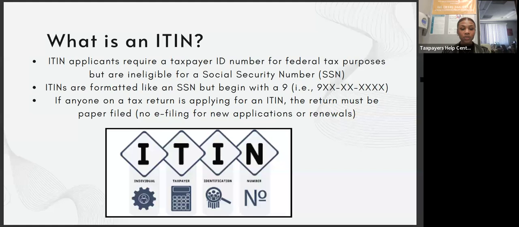If anyone on a tax return is applying for an ITIN, the return must be paper filed. No electronic filing for new applications or renewals. So all applications and renewals must be done by paper, written by hand, no electronic filing, no electronic signatures are allowed for these applications or renewals. And once again, if you look down below at the screen grab, you can see that ITIN stands for Individual Taxpayer Identification Number.